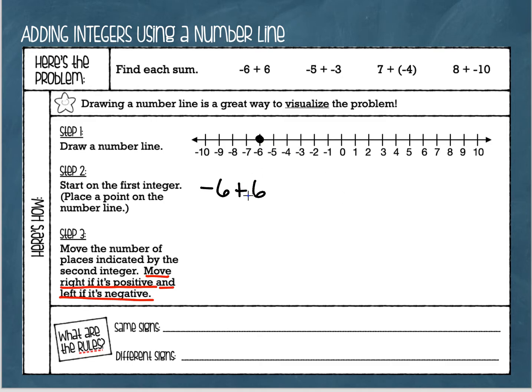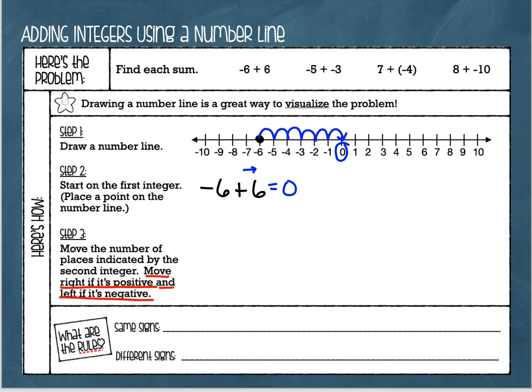So I'm adding a +6 to this -6. +6 means that I'm going to be moving to the right. So here we go. 1, 2, 3, 4, 5, 6. We're going to end up right here at 0. So we would say that -6 plus +6 equals 0.